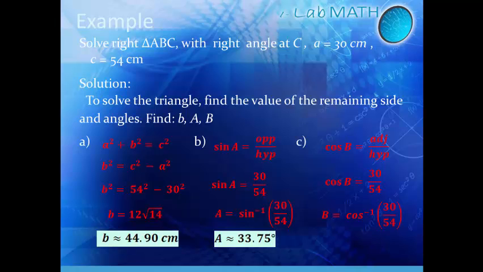Let's find for acute angle B. Let us use the function cosine. Cosine B equals adjacent over hypotenuse. Cosine B equals adjacent side measures 30, hypotenuse measures 54. Substituting it to the equation, we have angle B equals inverse cosine of the quotient 30 over 54. Acute angle B measures approximately 56.25 degrees.